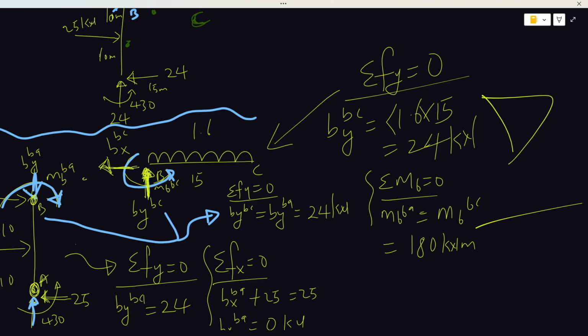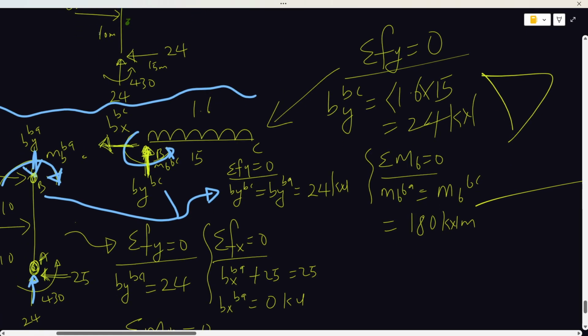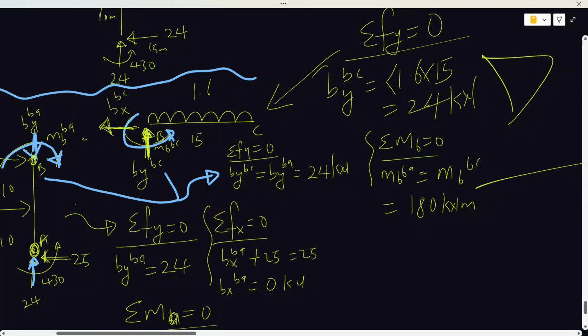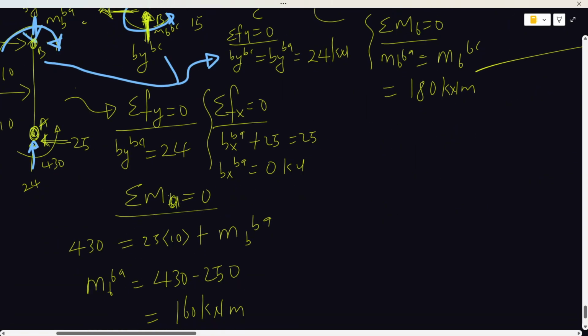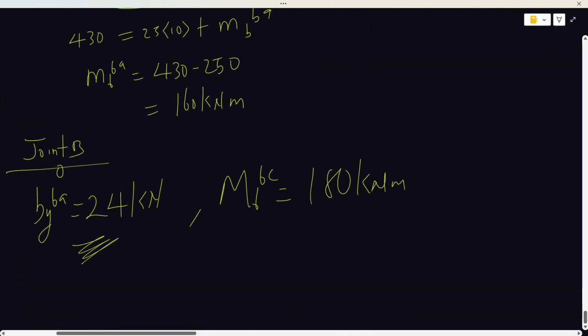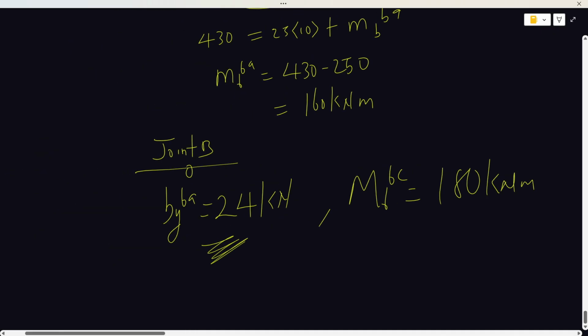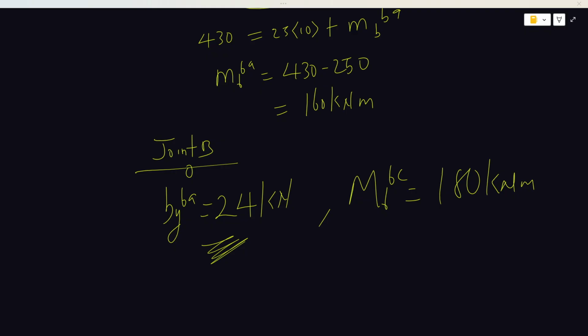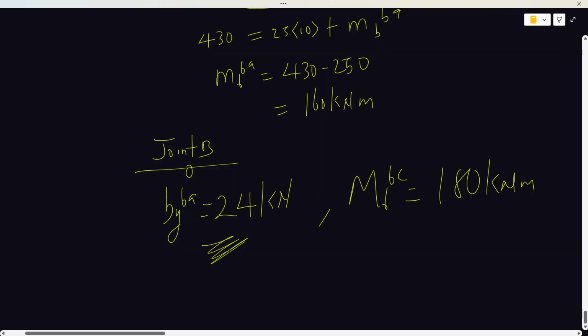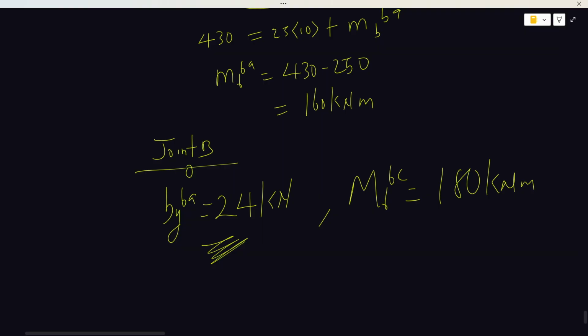So, where was I? 1.6 times 15 is 24. So BYBC is 24. It's just to confirm. Can you see? It's just to confirm that our BYBC is correct. We already know that BYBC from the equilibrium equation at the joint is 24. So now we can proceed to move to the shear force and bending moment computations.